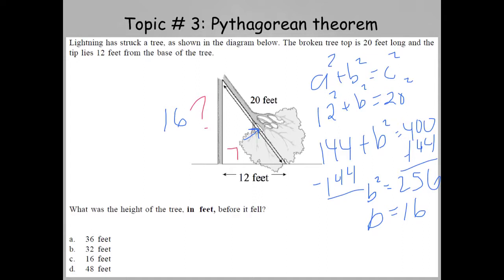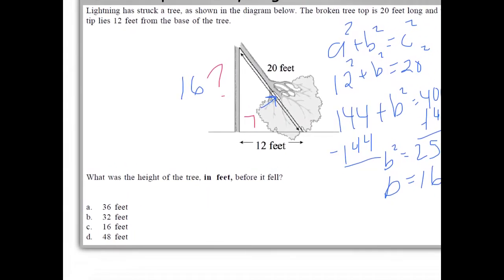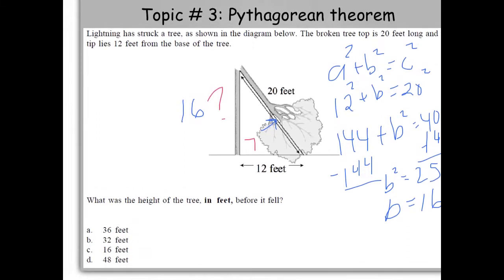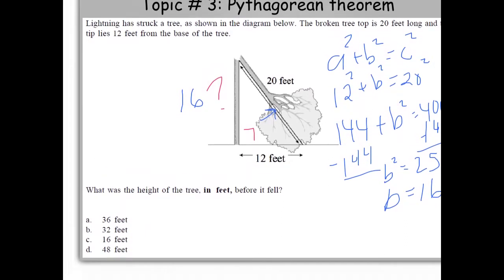Now, is that the answer to our question? Because look, it tells you it has 16 right here. You just have to be careful. That is the side length, but that's not the answer to the question. It says, what is the height of the tree in feet before it fell? So before it fell, it was way up here with the tree. Okay, so we have to add what it was, this 20 plus 16 to get a total.